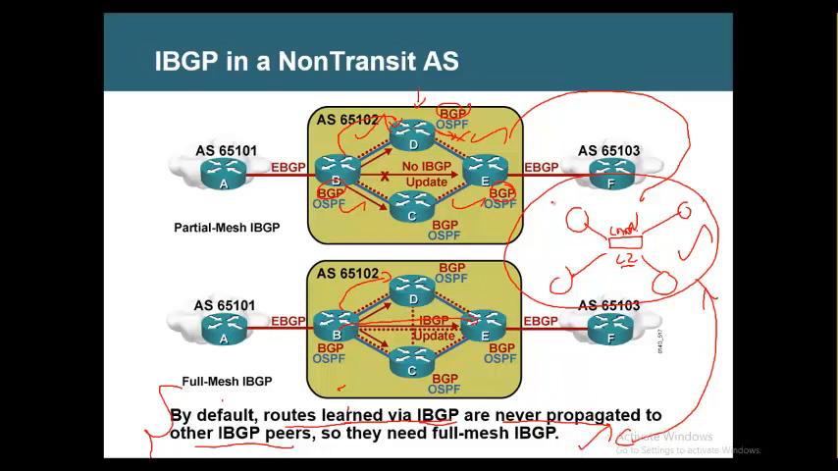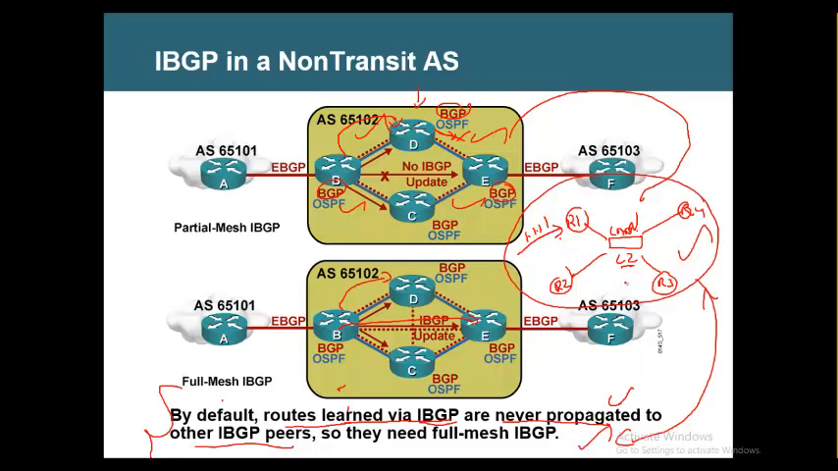So for example, a network 1.1.1.1 is coming to this router, and this rule says if R2, R3, R4 learn the network from R1, that 1.1.1.1, they should not propagate it to other IBGP neighbors.